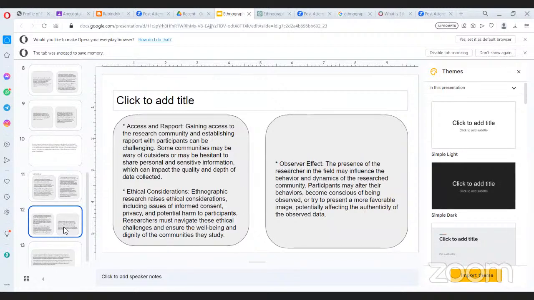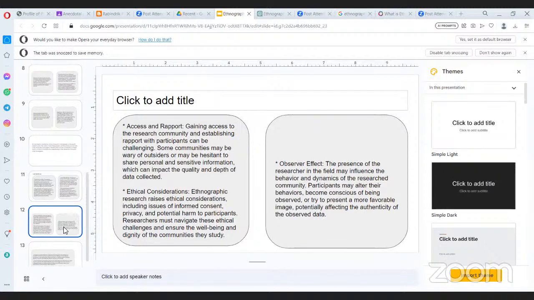Ethical considerations. Ethnographic research raises ethical considerations, including issues of informed consent, privacy, and potential harm to participants. Researchers must navigate these ethical challenges and ensure the well-being and dignity of the communities they study. Now, sometimes if you follow all the ethics, then you may not be able to collect some very valuable information. So that is the limitation here also.